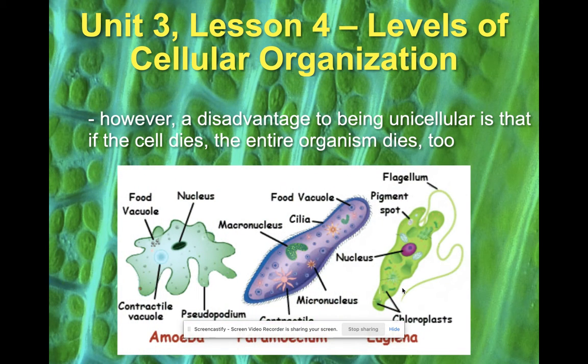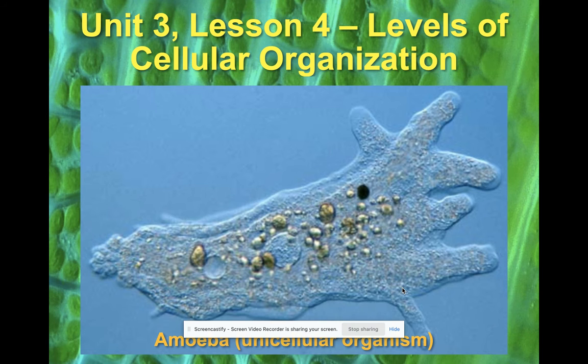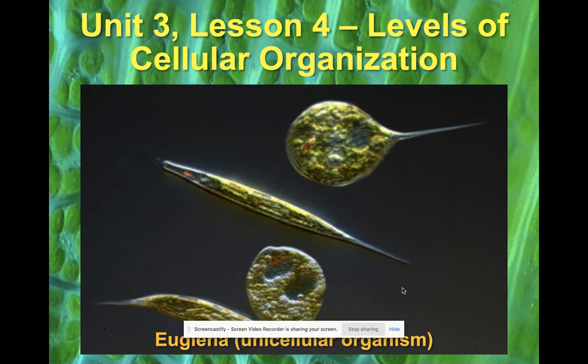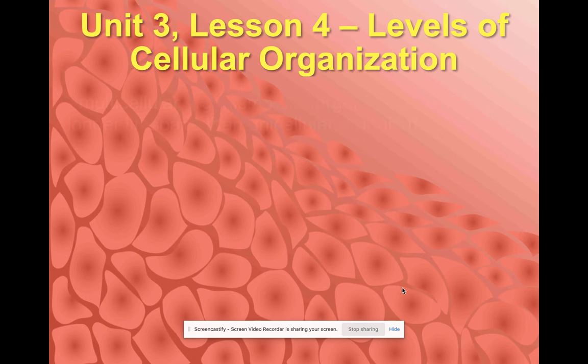All right, this is really important. A disadvantage of a unicellular organism is that if the cell dies, of course, the entire organism dies because there's only one cell. There's an amoeba, which is unicellular, obviously magnified thousands and thousands of times. Paramecium and what's called a euglena.